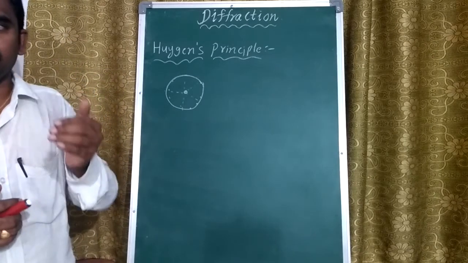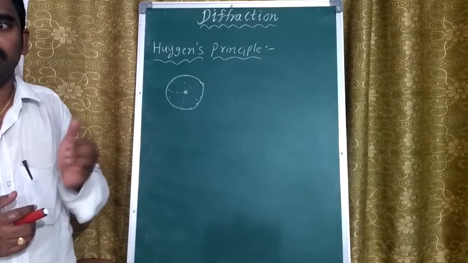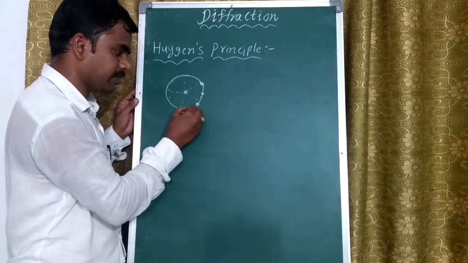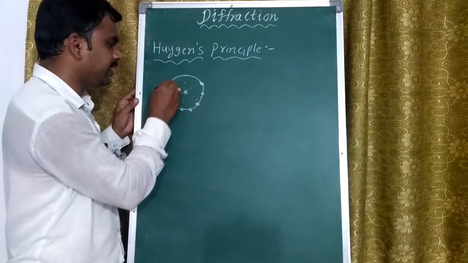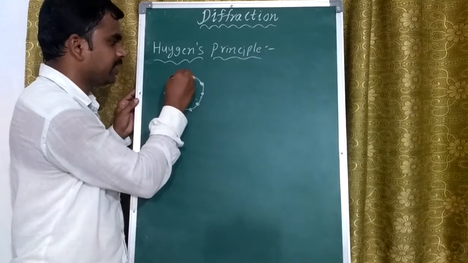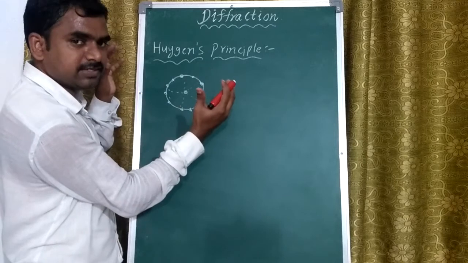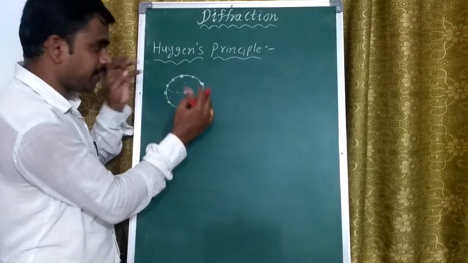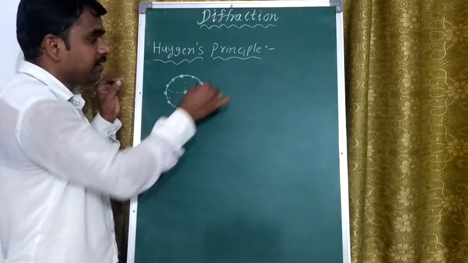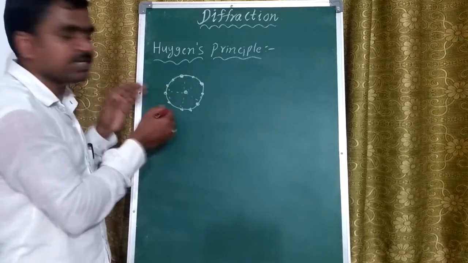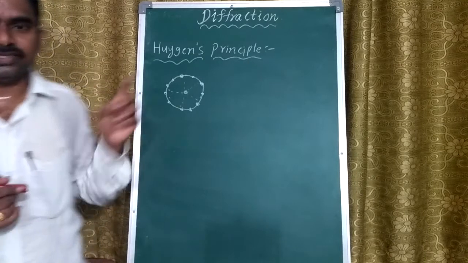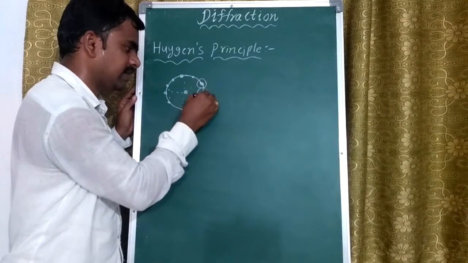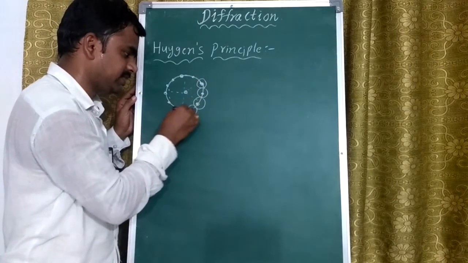According to him, each point on the primary wavefront. What is the primary wavefront? This is called the primary wavefront. How is it generated? When the particles are traveling in all the directions, that means the disturbance is traveling in all the directions at a particular instant. If we take their positions and draw the sphere, that gives the primary wavefront. This primary wavefront can generate once again wavelets like this when it strikes anything.